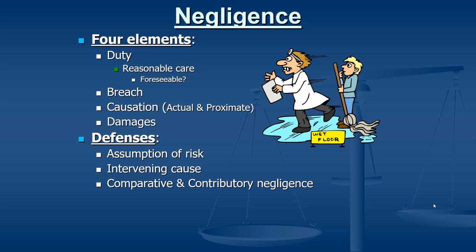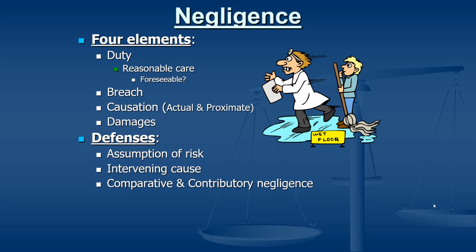Contributory negligence says that if the plaintiff was negligent at all, then the plaintiff cannot recover any damages from the defendant. That's a very harsh standard, and there are very few states that still use that standard. Tennessee does not use contributory negligence. Instead, they use comparative negligence, which basically says that the plaintiff's recovery is going to be reduced in proportion to the plaintiff's degree of fault.